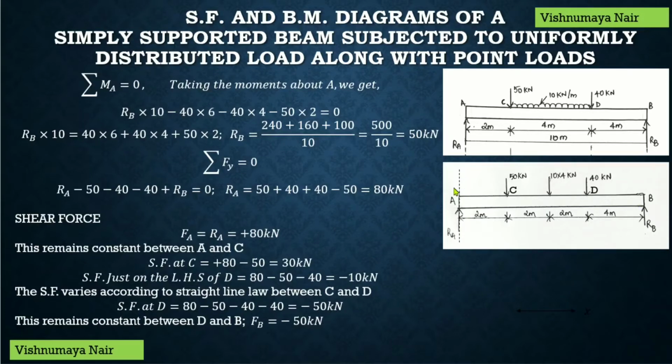Now, the moment at this section due to this point load will be 40 into perpendicular distance. The perpendicular distance is 6. So, minus 40 into 6. Now, the moment at this section due to this point load will be 40 into perpendicular distance. The perpendicular distance is 4. So, minus 40 into 4. Now, due to this point load 50 kilonewton, the moment at this section will be minus 50 into 2, which will be equal to 0.